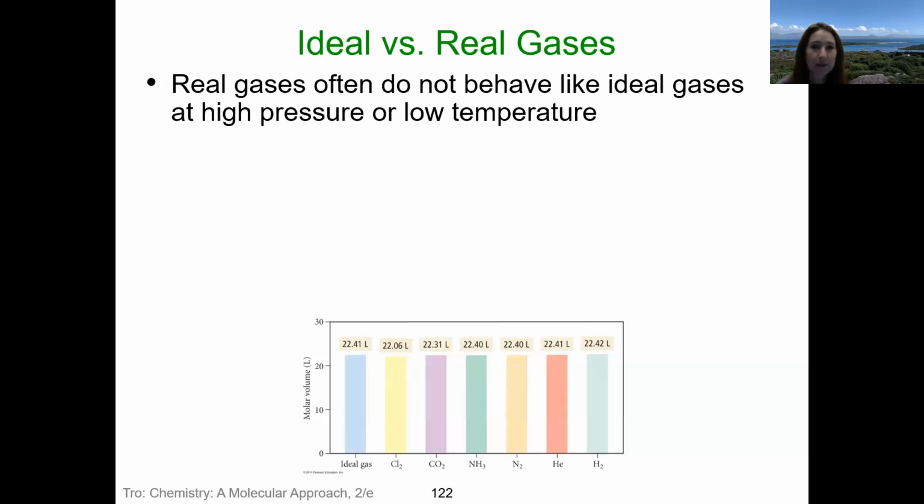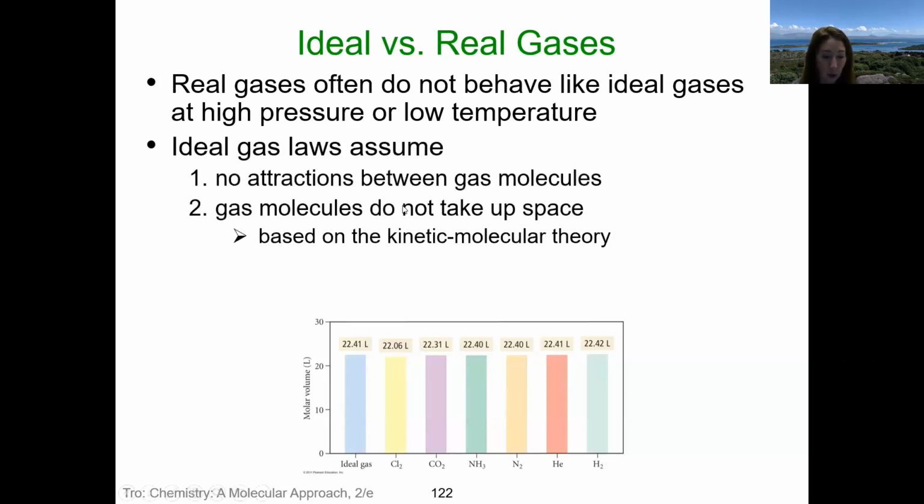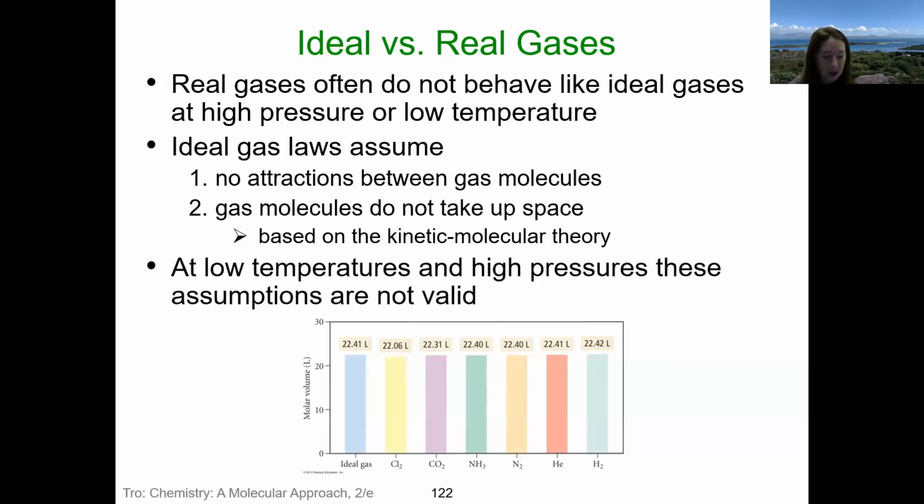Well, I mean, not really, not necessarily. So we're going to look at the difference between ideal gases and real gases. Real gases often don't behave like ideal gases, especially at high pressure and low temperatures. And we're going to talk about why. Big assumptions in our kinetic molecular theory are that gases aren't attracted to each other and they don't take up space, right? But they do take up space and they are attracted to each other. So at low temperatures and high pressures, these assumptions are not valid.